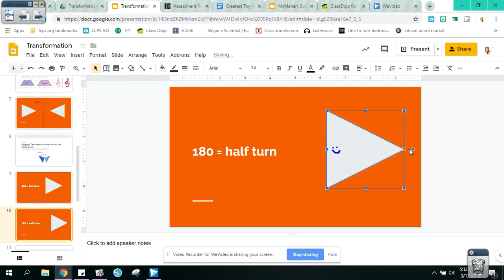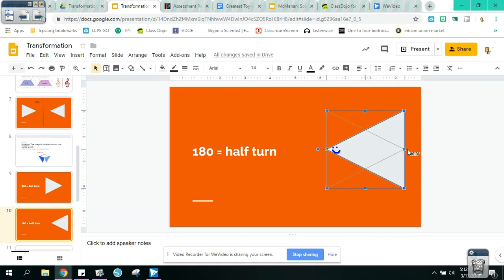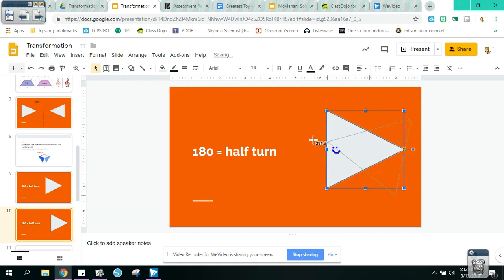That would be like me facing the wall with the windows on it, and then facing the coat racks, and then facing the wall with the windows on it, and then facing the coat racks.